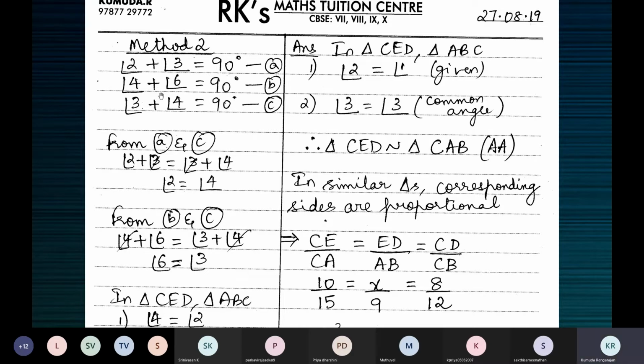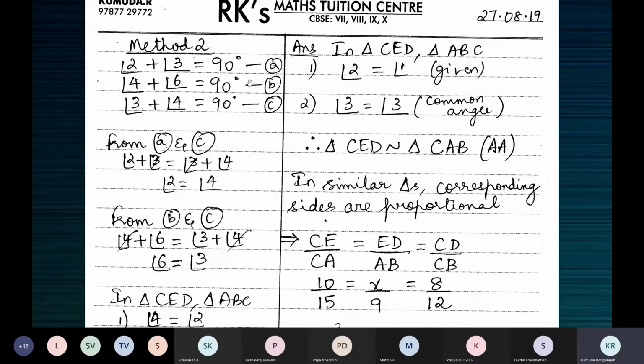Compare A and C. 2 plus 3 is 90, 3 plus 4 is 90. So that means 2 plus 3 is equal to 3 plus 4. We understand why? Yes, ma'am. When you compare these two results, we have 2 plus 3 is equal to 3 plus 4. 3 on either side gets cancelled. So we have 2 is equal to 4.